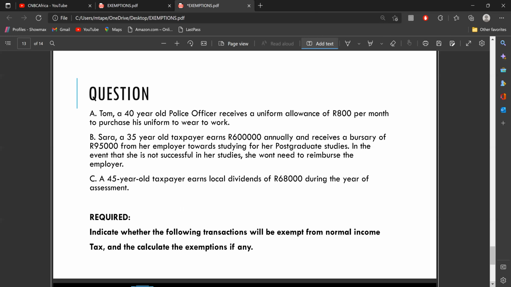And number two, Sarah, who earns 600,000 Rand annually and has received a bursary of 95,000 Rand from her employer towards her postgraduate studies. Will Sarah qualify for any exemption? And if so, how much will be the exemption? And lastly, we have a 45-year-old taxpayer who earns local dividends of 68,000 Rand during the year of assessment. Let me know in the comment section, guys, what do you think? How are we going to treat these three different taxpayers? Will they qualify for any exemptions? And if they do, in terms of which section, and how will the exemption be calculated?